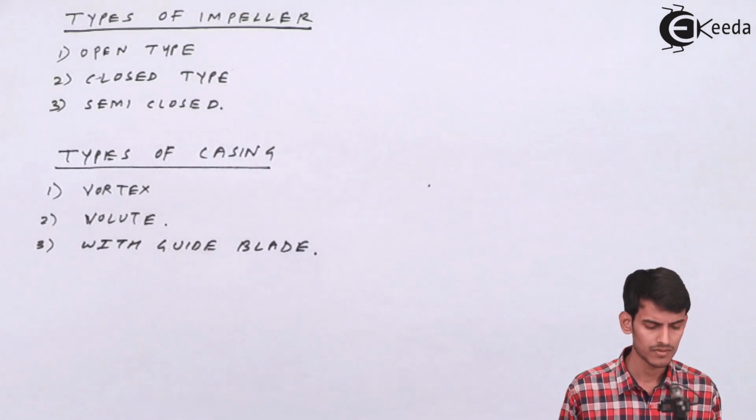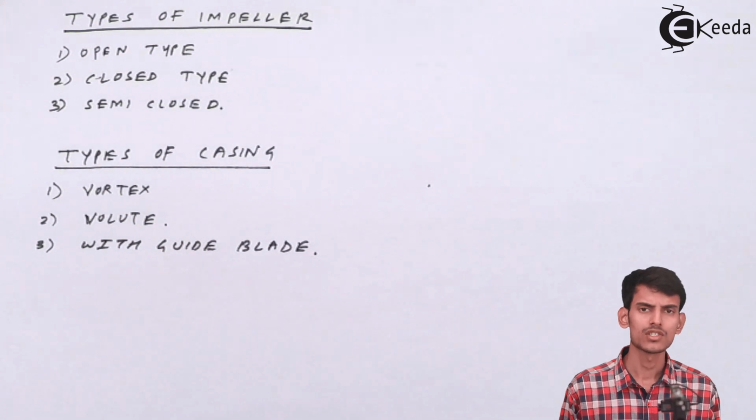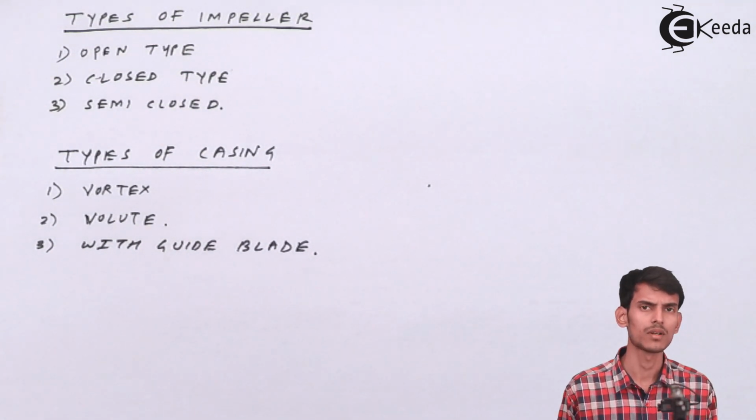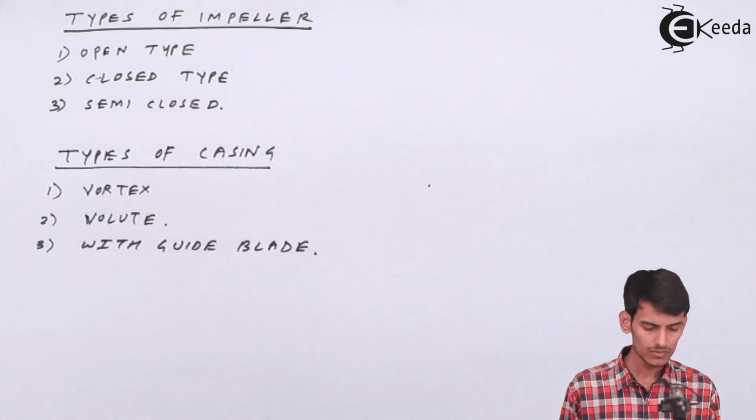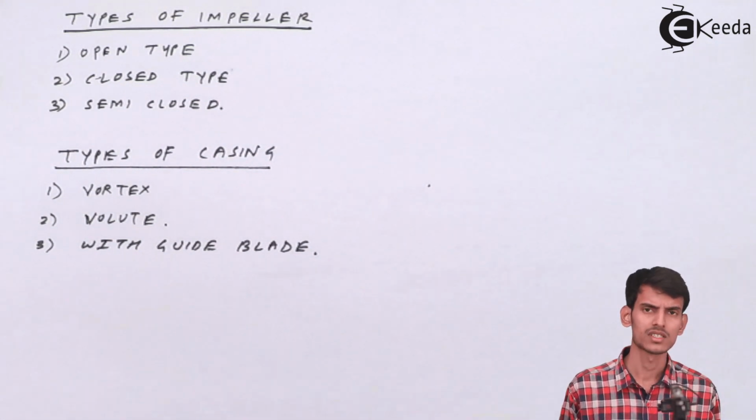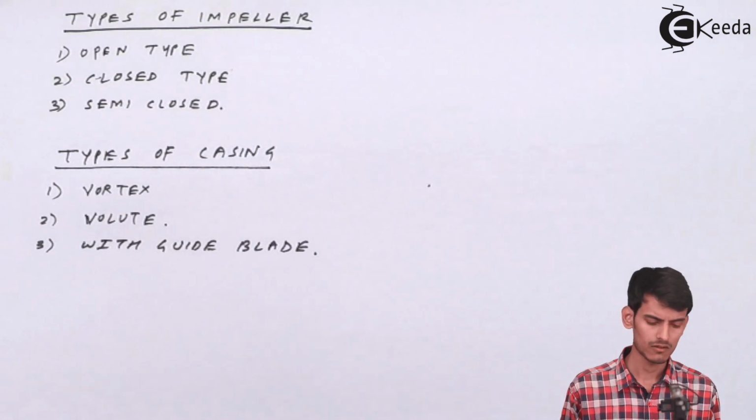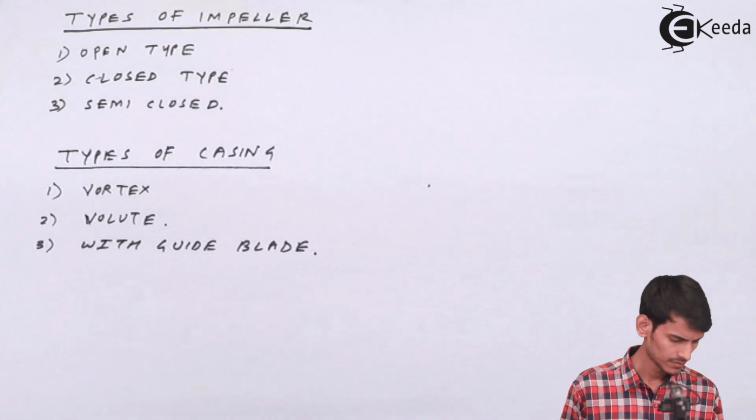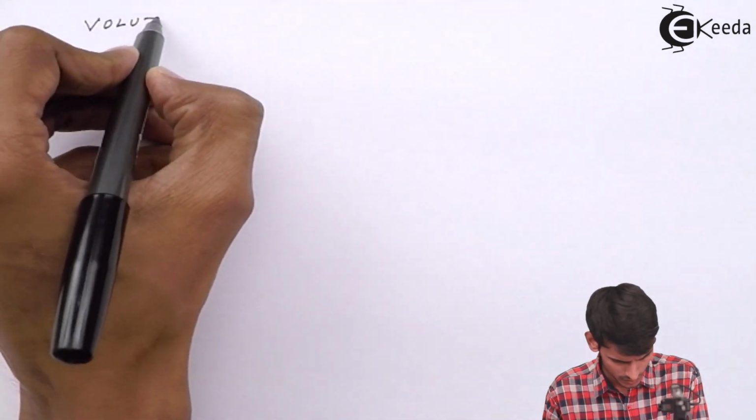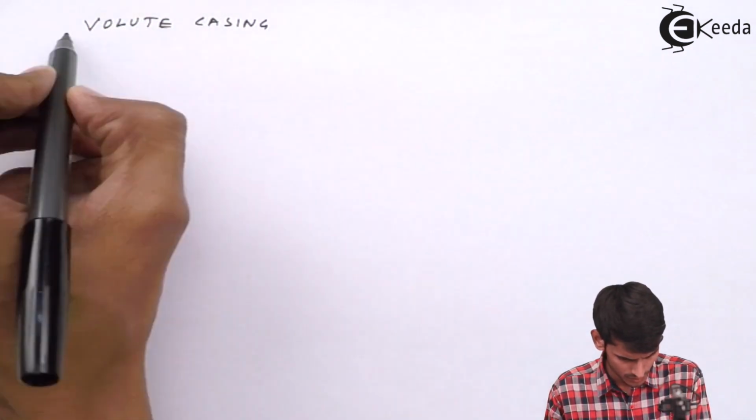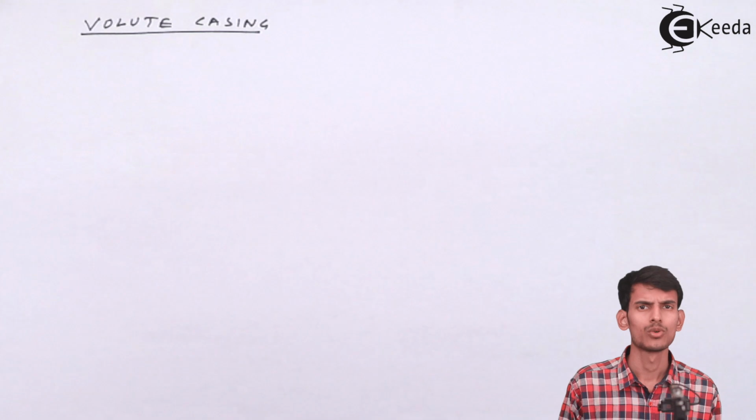So we have three types of casings. First is the volute casing, second is the vortex casing, and third is the casing with guide blades. So first we'll discuss the volute casing, and we'll draw the diagram for the volute casing as well. Then we'll move on to vortex, and then we'll move on to guide blades. So let me draw the diagram for the volute casing first.